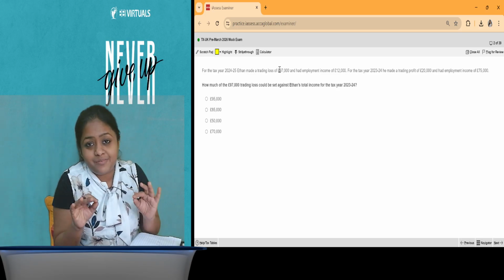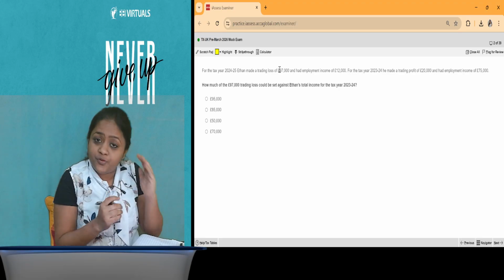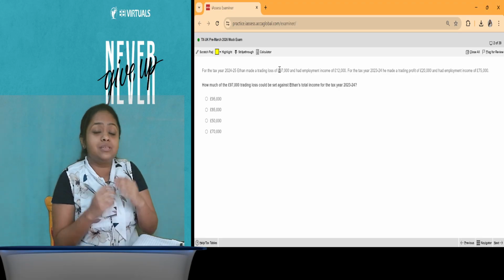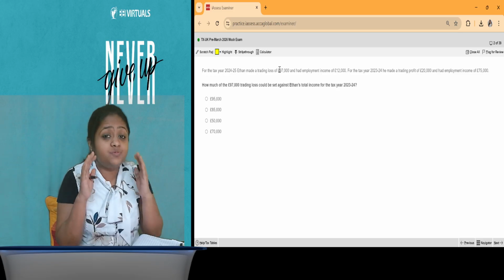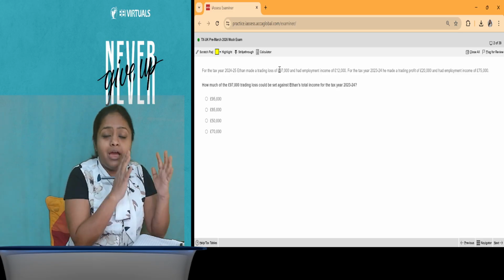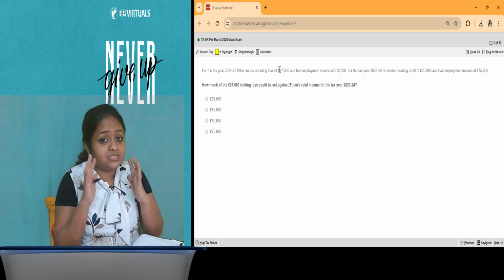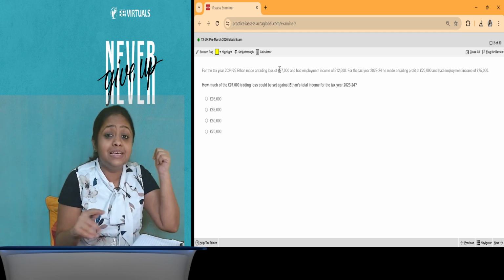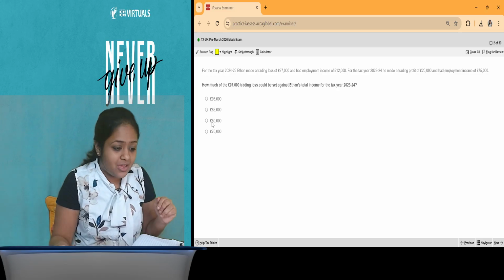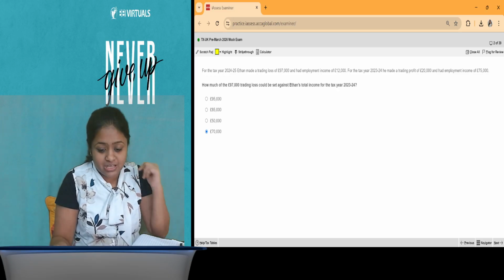Now 23,750 or 50,000, which is higher? 50,000. So the maximum loss that we can adjust against the previous year is 50,000 for other income and 20,000 for trading profits. In total, 50 plus 20, 70,000. Great. Okay, so we select here 70,000.